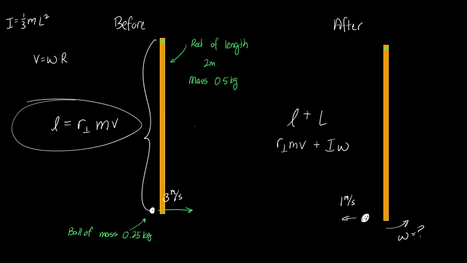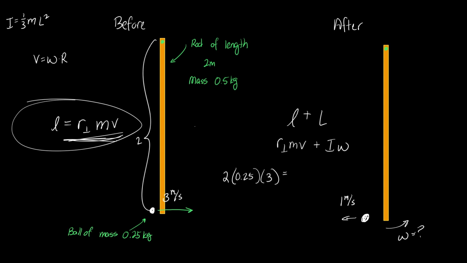Let's put the pieces together here. Before the ball strikes the rod, r perpendicular is the 2 meters from the pivot point all the way down to the bottom. So 2 times its mass, 0.25, times its velocity, v, which was 3 meters per second. That is applying all the information to the angular momentum of a point mass. Any question there?